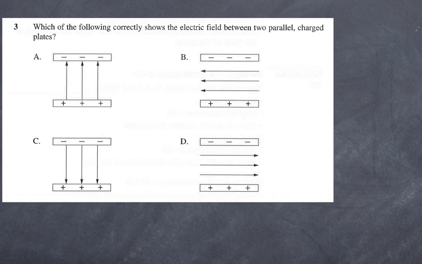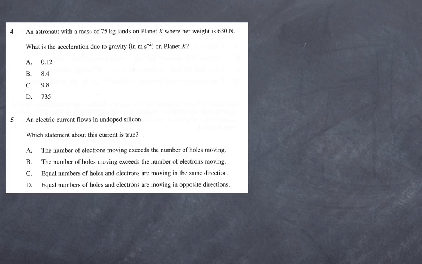Question 3. Which of the following correctly shows the electric field between two parallel charged plates? The whole principle here is to understand that electric fields always show you the line of force that a positive test charge will experience. Therefore a positive test charge placed anywhere in this field will accelerate towards the negative plate. So that is the only answer, A.